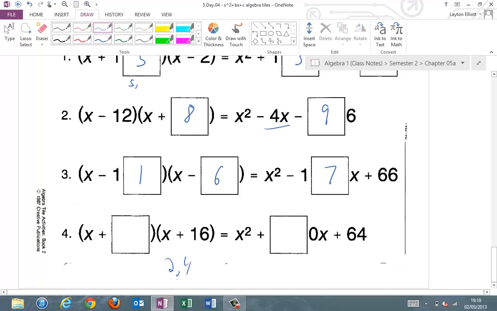So I'm looking down here to see which one's a 2, which one's a 4. Well, 16 times 4 is 64, and 16 plus 4 is 20. And we're done.